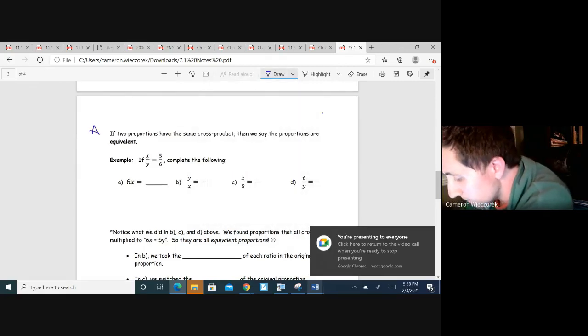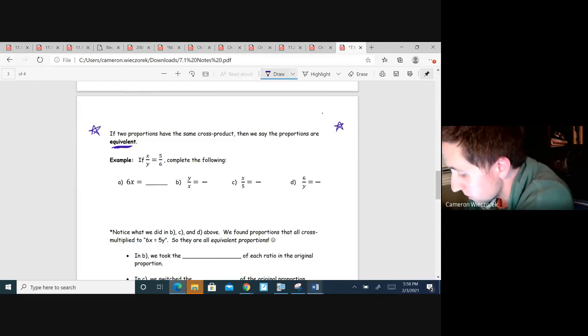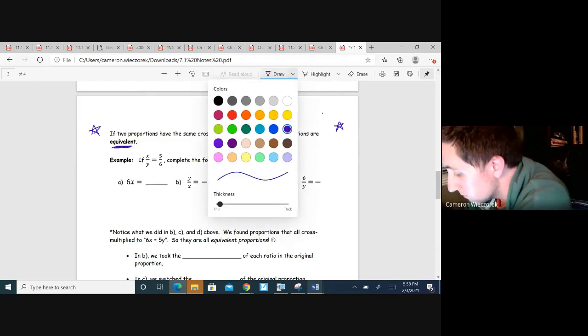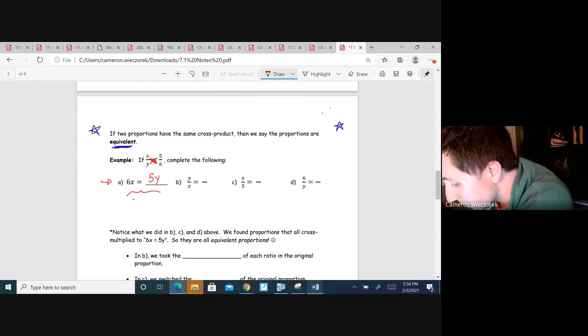If two proportions have the same cross product, we say the proportions are equivalent, meaning that they cross multiply to the same result. And this is what's going to allow us to look at how we can move proportions around. In the first one here, I have x over y equals 5 over 6. First thing it wants me to do is just cross multiply. 6 times x would need to equal 5 times y. This is what we call the cross product.